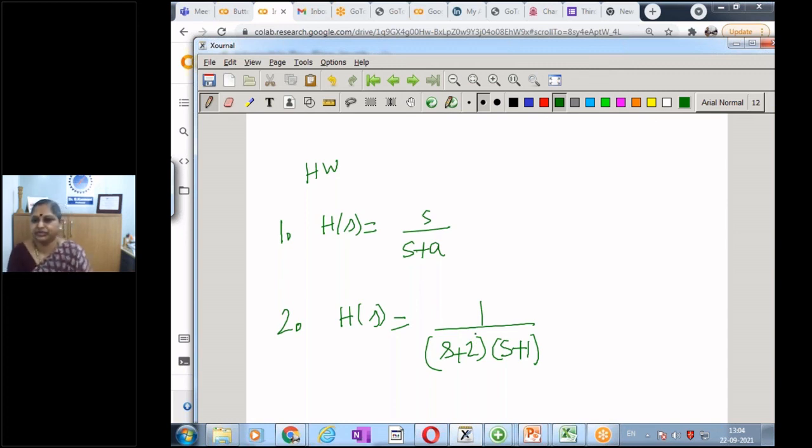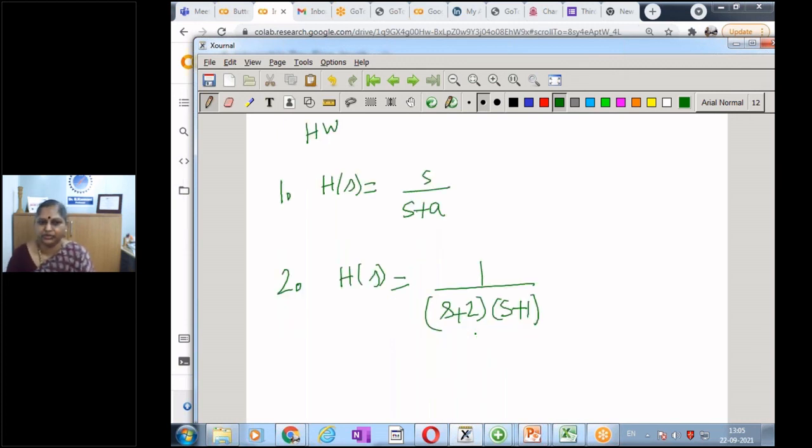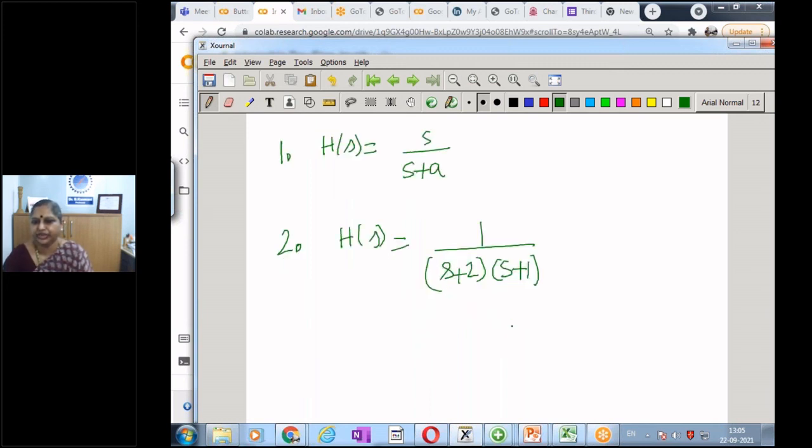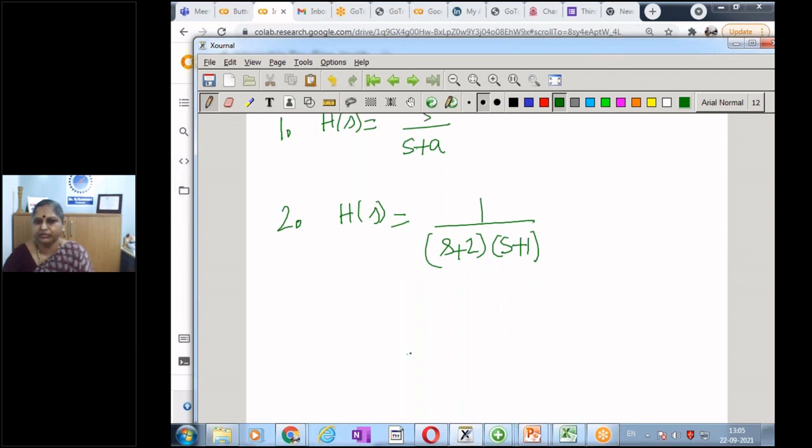So any doubts? Then my question or homework, can you try this? You want a hint for solving this problem? At least try this. The first part you leave it. At least this one problem you can try. You want any hint, or you can do it? Will you be able to do it?